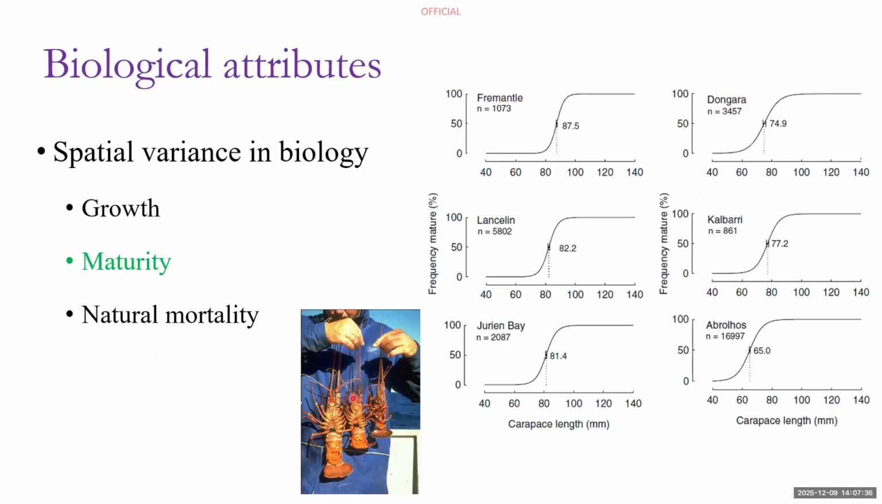Here are some mature females from different parts of the fishery. Fremantle is the most southern location we have this data for, and you can see the size at maturity for females at Fremantle is nearly 90 millimetres. Offshore at the Abrolhos Islands to the north, it's 65. So that is a dramatic difference in size at maturity, which is a good proxy for juvenile growth rate towards this life stage.